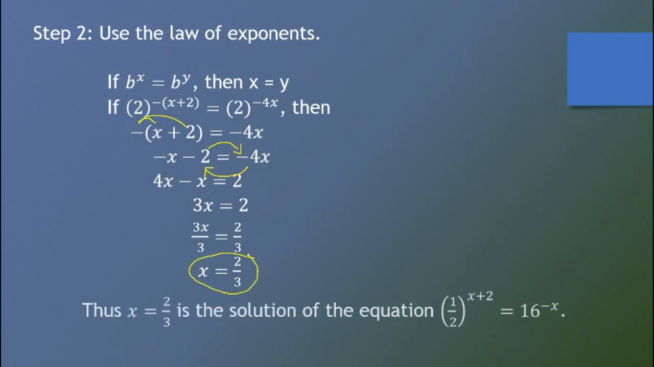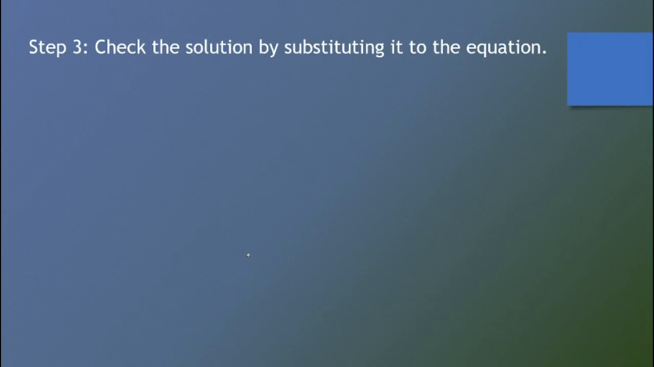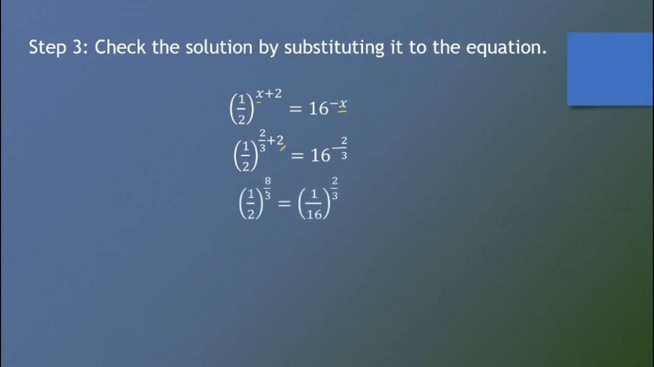Next. For the checking, we need to substitute 2/3 to the x of the original given. So, we have this one, original. I-distribute nyo or isa-substitute nyo si 2/3 dito. Ayan. So, we have 2/3 plus 2 and then negative 2/3. Para makuha ito, kailangan kunin si LCD and then solve. Magiging 1/2 raised to 8/3 na siya.